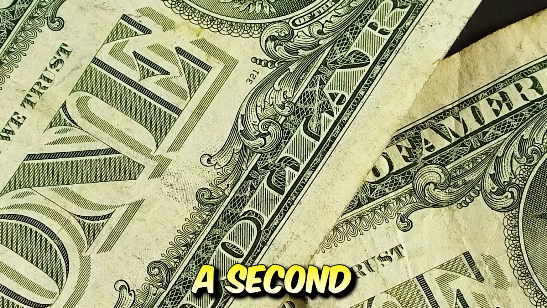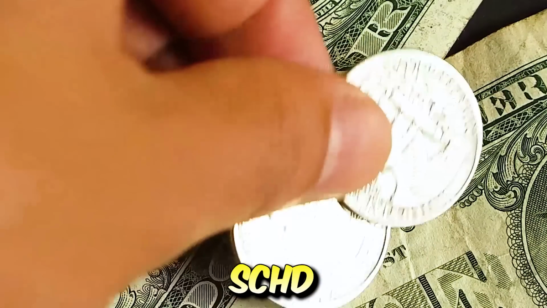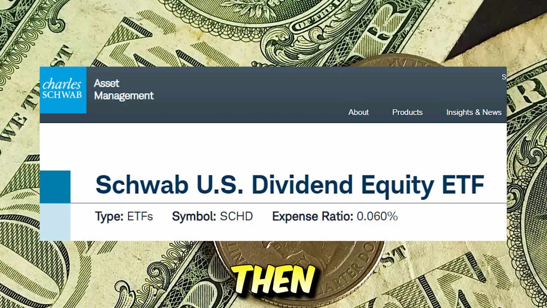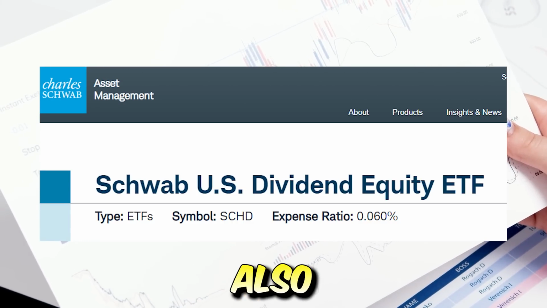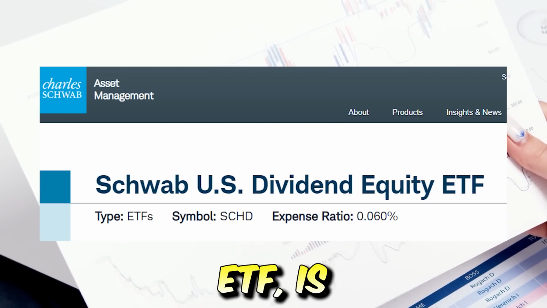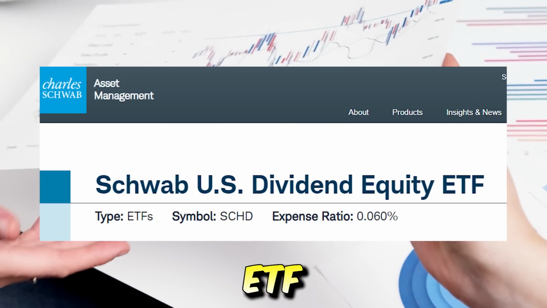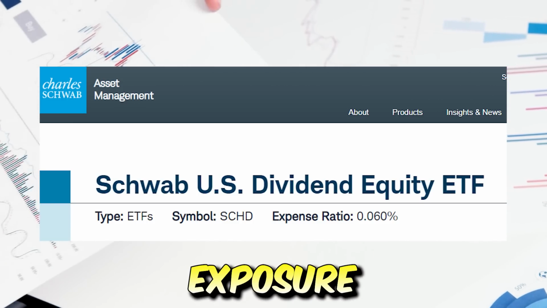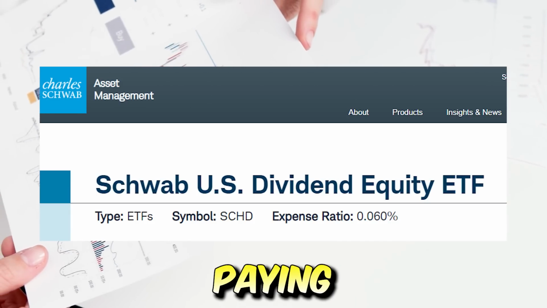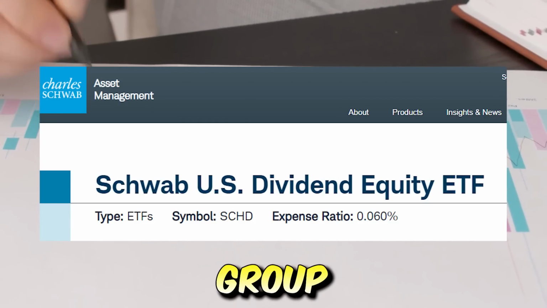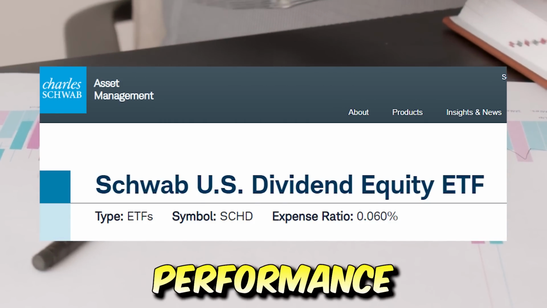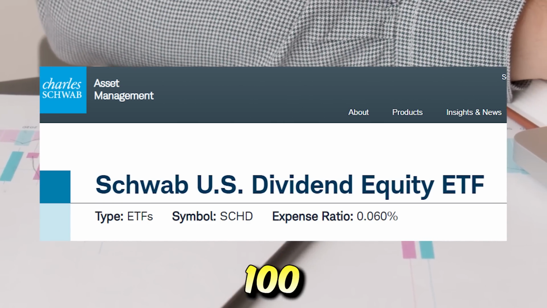But let's pause for a second and look at exactly what the SCHD ETF is, and then we're going to dig a little bit further into the strategy. So the SCHD ETF, also known as the Schwab US Dividend Equity ETF, is a popular ETF that aims to provide investors with exposure to high-quality US dividend-paying stocks. Now, this fund is managed by Charles Schwab Investment Management Group and seeks to track the performance of the Dow Jones US Dividend 100 Index.